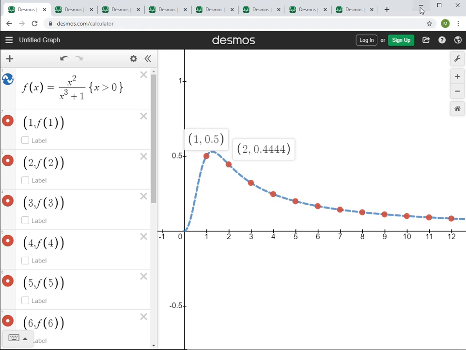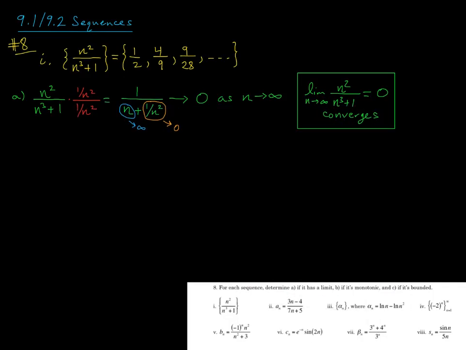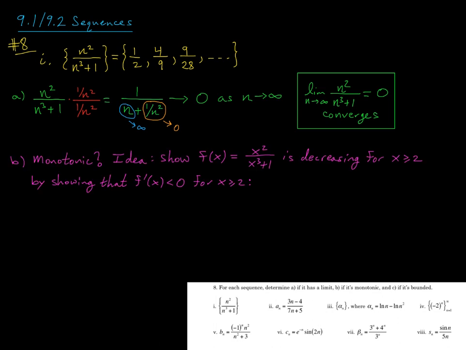Okay, so let's do that. Now, how do you show a function's decreasing? You can show that its derivative is negative. So the idea here is to show that f of x, which is x squared over x cubed plus 1, is decreasing. And as I just noted, it's enough to just show that that's true for x greater than or equal to 2. And we're going to do that by taking the derivative.